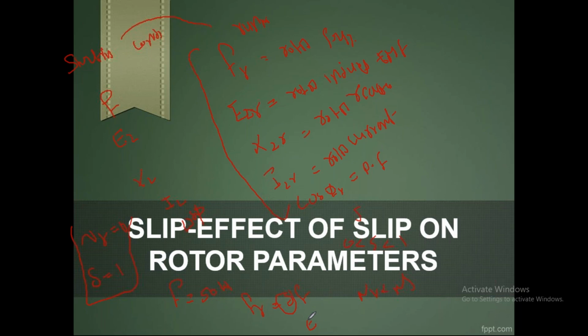అలాగే E2R is equals to SE2. సో ప్రతి ఒక్క దానికి S తో మల్టిప్లై అవుతుంది అట్ రన్నింగ్ కండిషన్. స్టార్టింగ్ కండిషన్ ఏమవుతుంది, సప్లై ఫ్రీక్వెన్సీ is equals to FR because S equals to 1 అవుతుంది, ఓకేనా. సో దిస్ ఇస్ ద డెరివేషన్ we are going to be discussed in class.